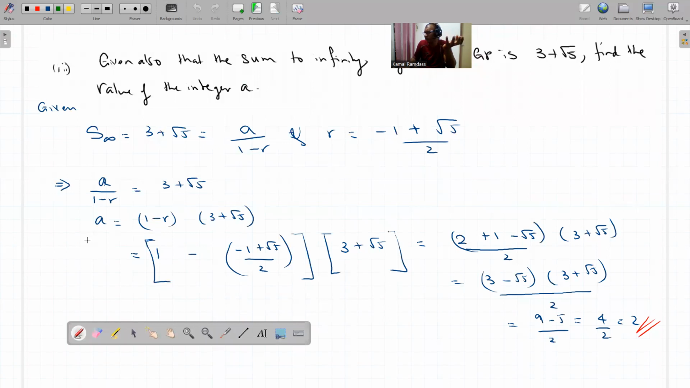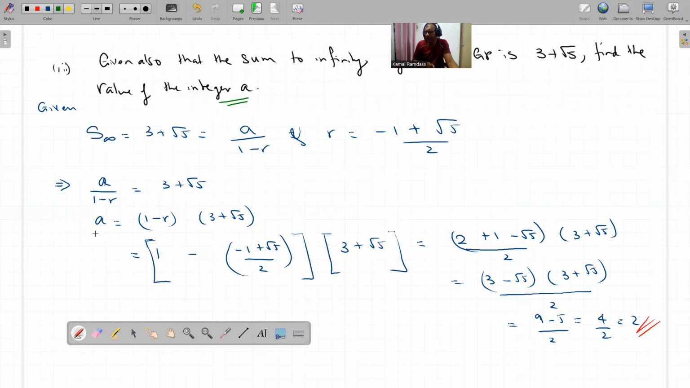Et moi, besoin trouve a. OK. Il va find the integer a. Ça veut dire, moi, non? Find the integer a. Voilà. Ça veut dire, moi, déjà connais a integer. Et si moi, gagne l'autre valeur qui n'est pas integer, il y a un problème. A over 1 minus r is equal to 3 plus root de 5.